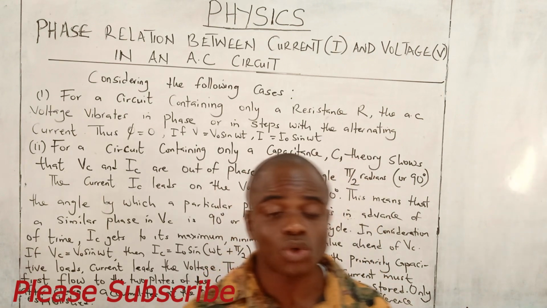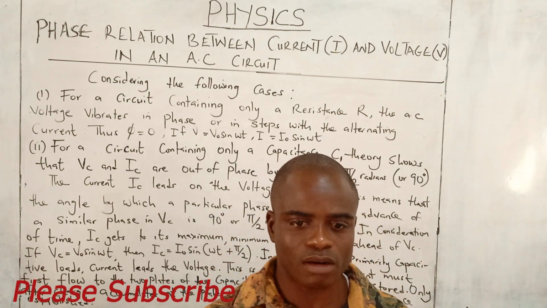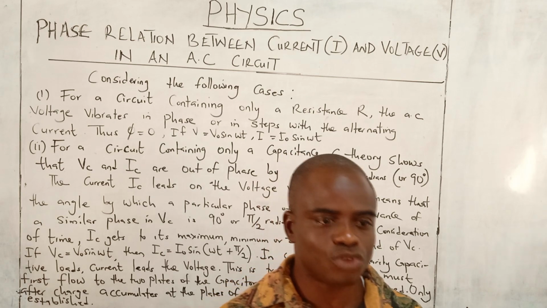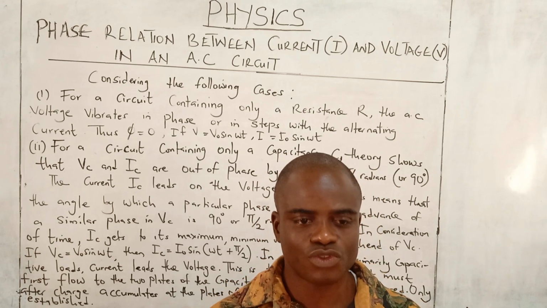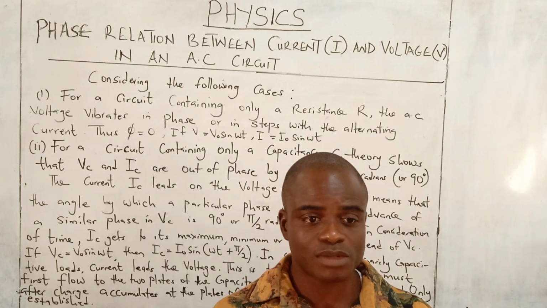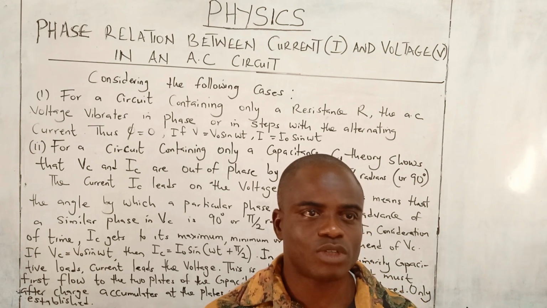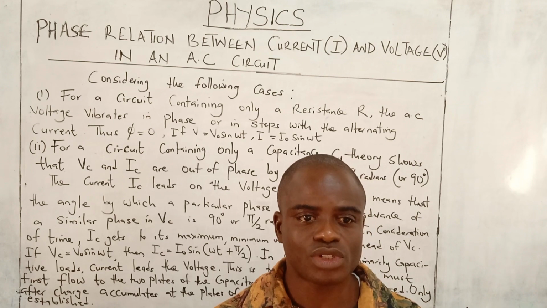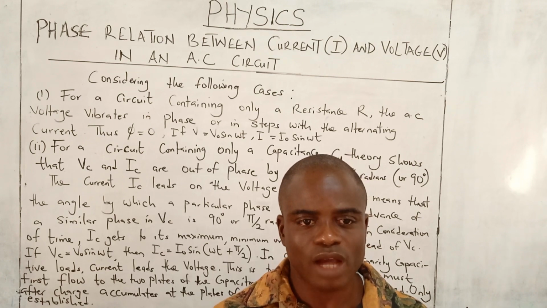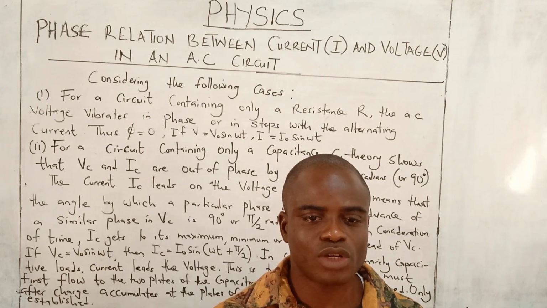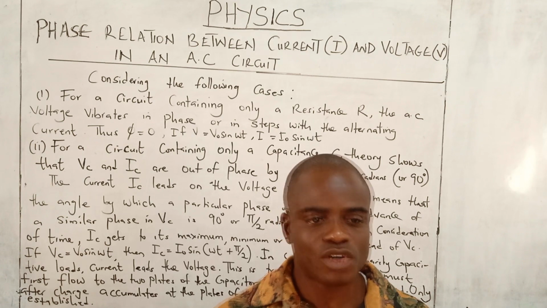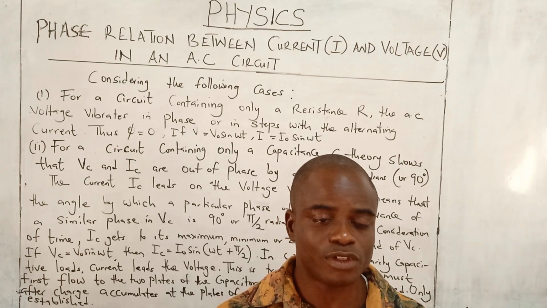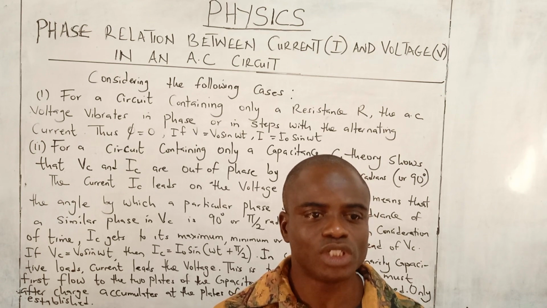When the circuit contains only a resistance R, they are in phase. Both voltage and current move at the same time, at the same pace, at the same steps. What do I mean by that? I equals I naught sine omega t, and V equals V naught sine omega t. Current moves in the same phase with the voltage because the circuit contains only resistance R.